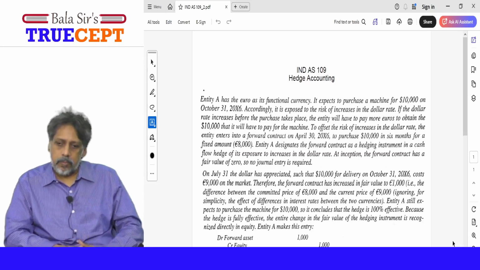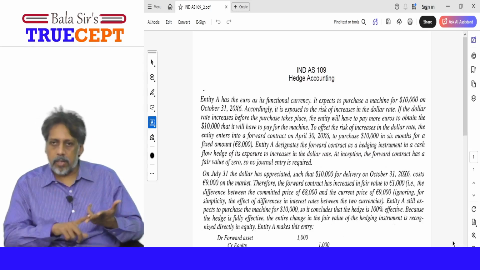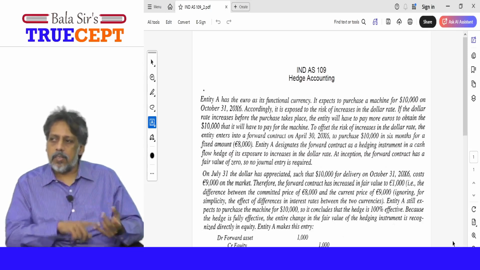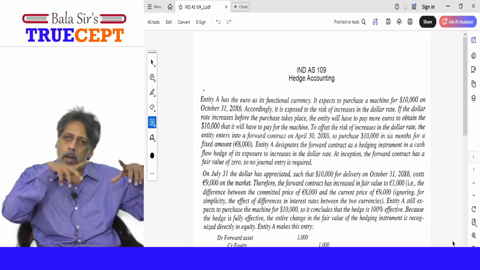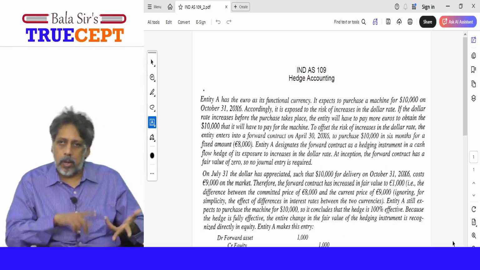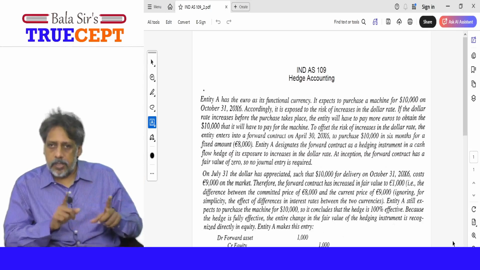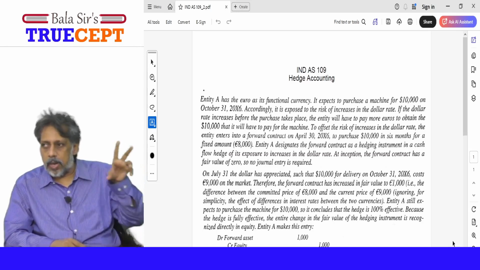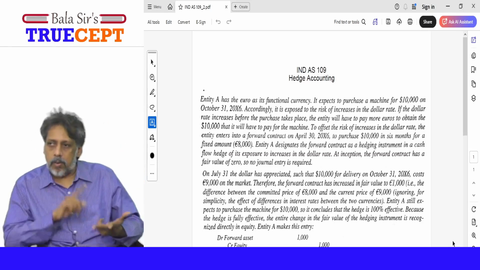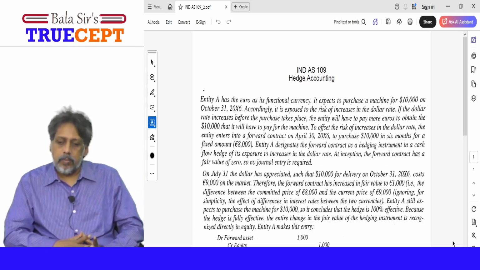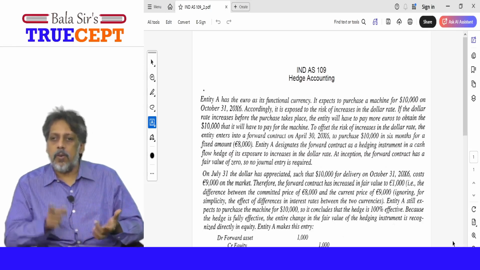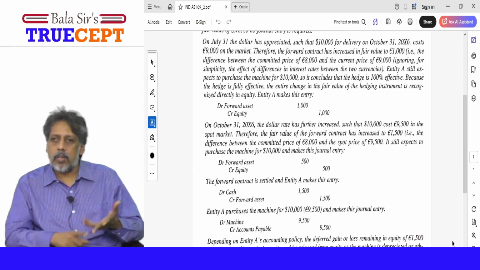Next. Entity A designates the forward contract as a hedging instrument in a cash flow hedge. You saw it is the forward contract exposed to increase in the dollar rate. The forward contract is the hedging instrument. And here, what is the hedged item? It is a highly probable forecast transaction, nothing but you want to purchase a non-financial asset, a machine. And you enter into a forward contract that is the hedging instrument. Next. At inception, the forward contract has a fair value of 0. So no journal entry is required. So basically, you don't pay any fee to Renuka ma'am for entering into this forward contract to buy $10,000.